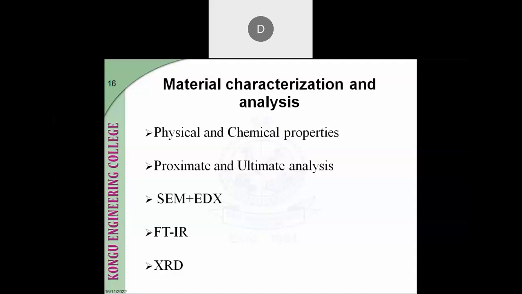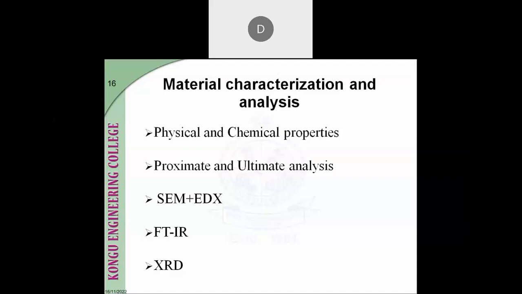Of course, the molecular bonds vibrate at different frequencies depending upon the compositions or components, and also the type of bonds. Of course, all these can be analyzed by using the FTIR principle. Okay. And the next one, of course, we can say the XRD.